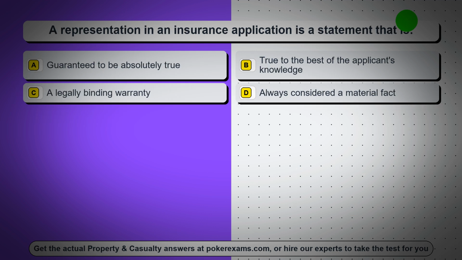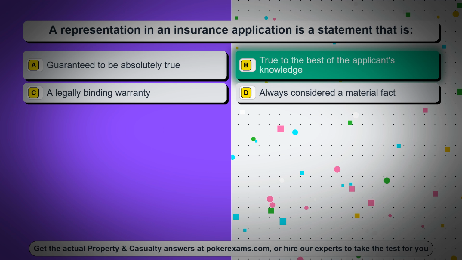Question 50. A representation in an insurance application is a statement that is option A, guaranteed to be absolutely true, option B, true to the best of the applicant's knowledge, option C, a legally binding warranty, option D, always considered a material fact.